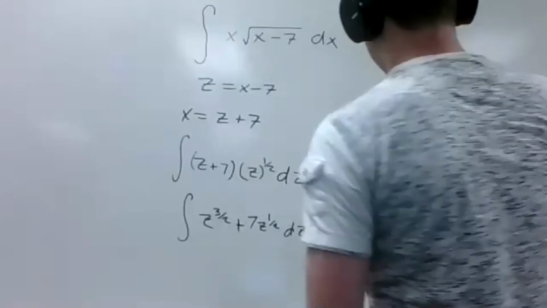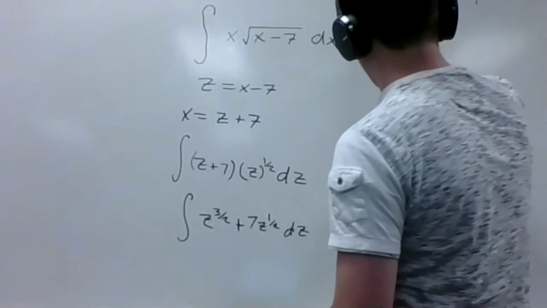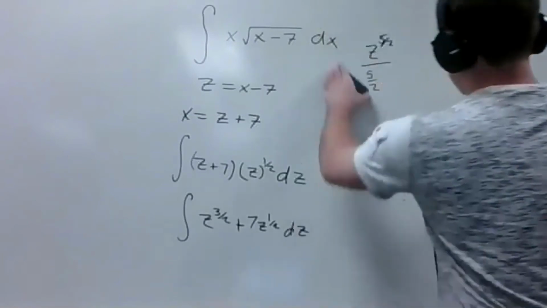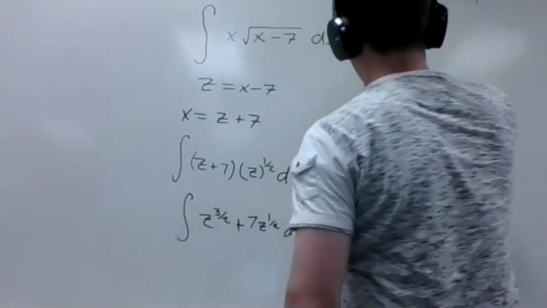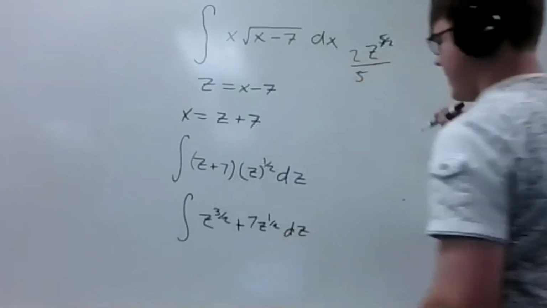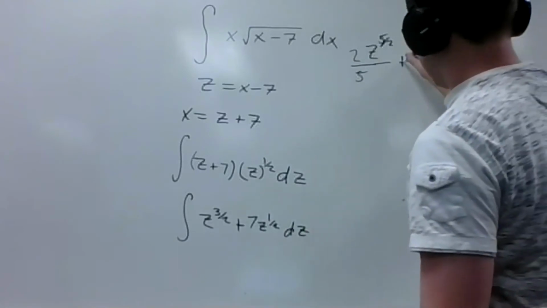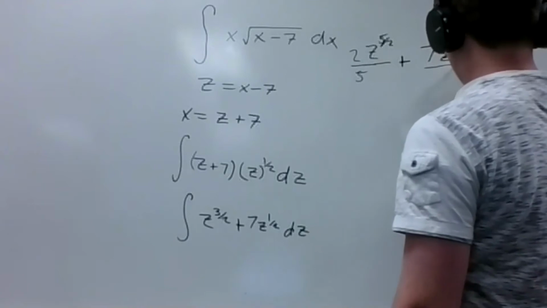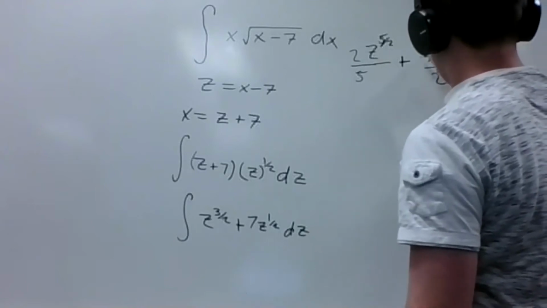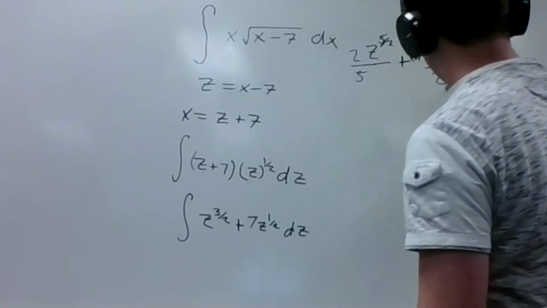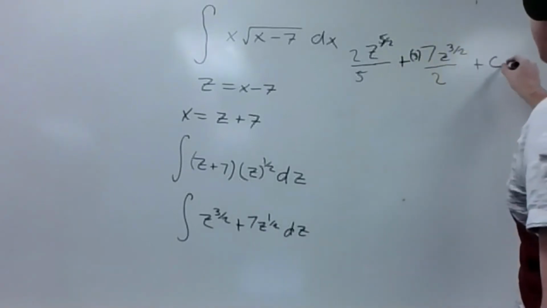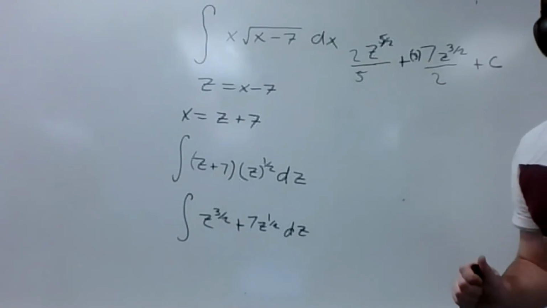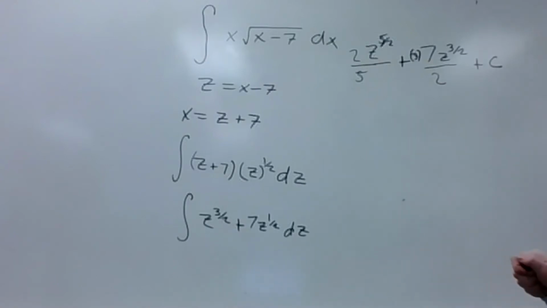So we can say that's z to the 5/2 over 5/2, or I could just write this as 2/5. And then we would have plus 7z to the 3/2 over, like this. And then we have our plus c. So does that kind of make sense how we did that and how that differs a little bit from the u substitution problem we just did?